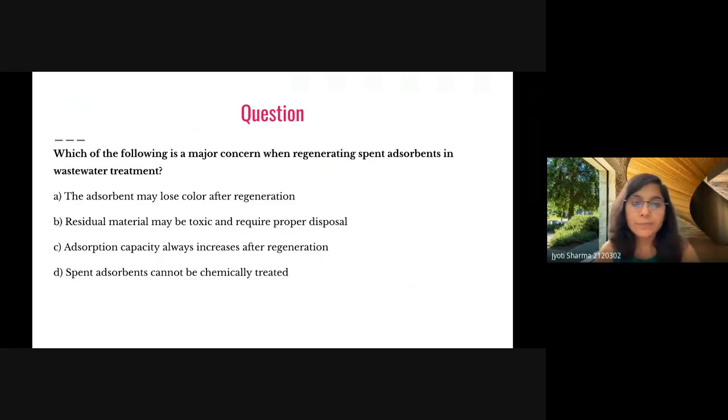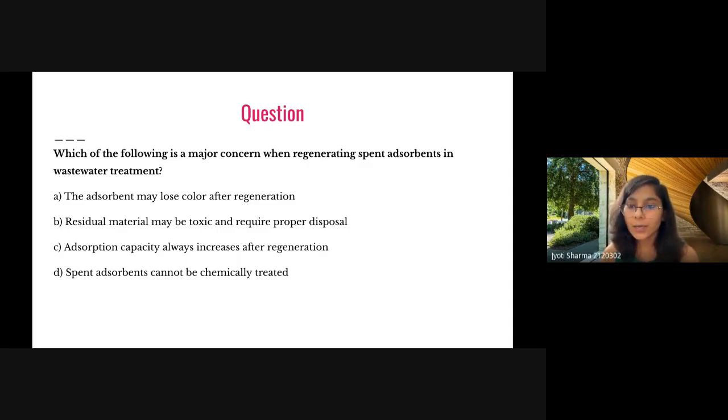Which of the following is a major concern when regenerating spent adsorbent in wastewater treatment? We have four options here. The adsorbent may lose color after regeneration. Residual material may be toxic and require proper disposal. Adsorption capacity always increases after regeneration. Spent adsorbent cannot be chemically treated. So let me see, okay, my answer.